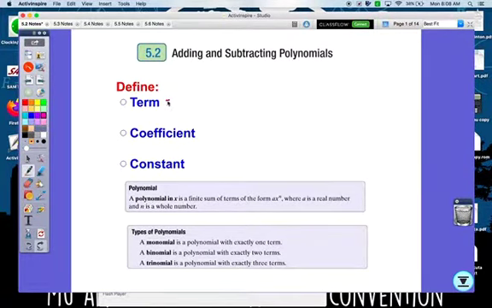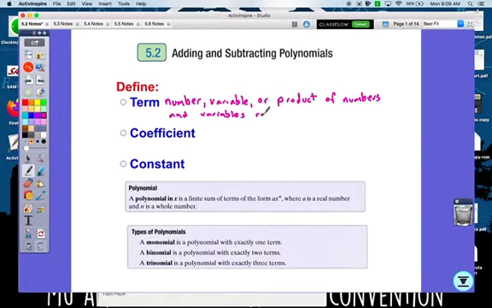It is a number, variable, or product. It is multiplication of numbers and variables raised to a power. All right, we'll make note of those in a little bit when we get to them.